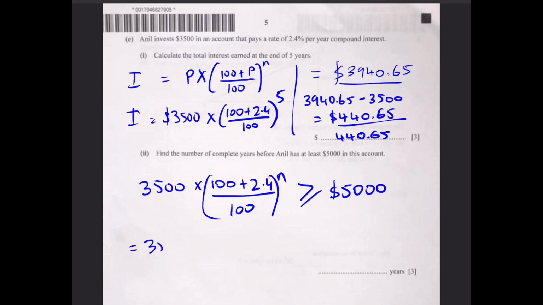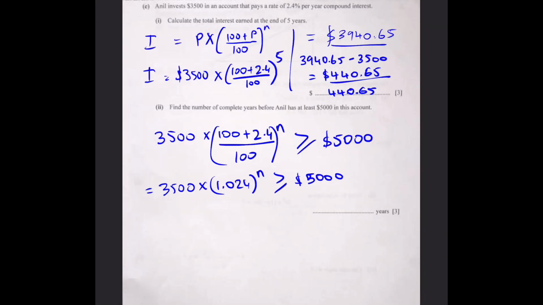That will be 3,500 into 1.024 to the power n. That's greater than or equal to $5,000. Now we can bring 3,500 to the other side. Now 1.024 to the power n. That will be greater than or equal to 5,000 divided by 3,500, which can be simplified to 10 by 7.